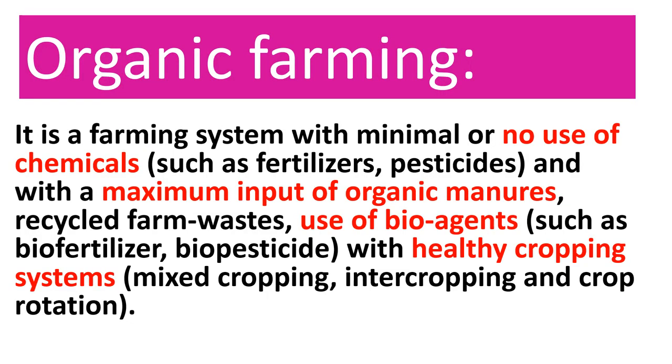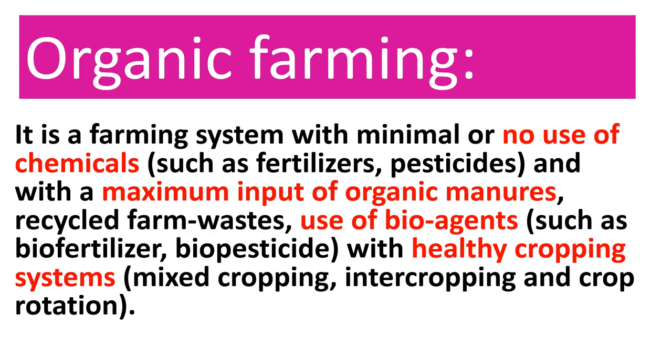There is one term, that is organic farming. What is this organic farming? It is a farming system with minimum or no use of chemicals. Okay, either the chemicals are used in minimum amount or not at all. And what are those chemicals? Such as fertilizers, pesticides and herbicides.